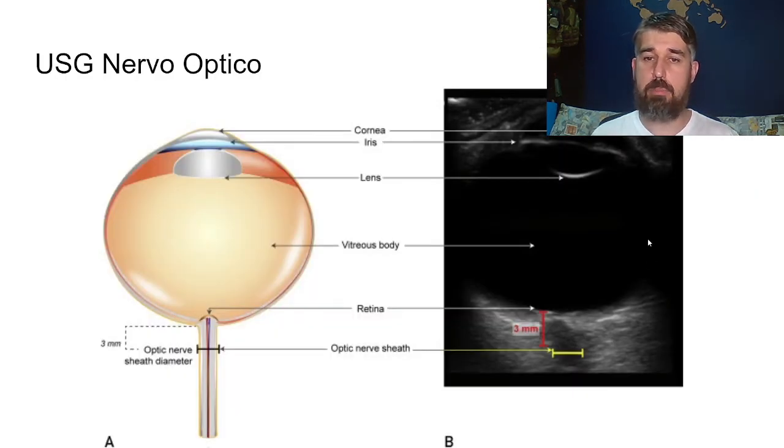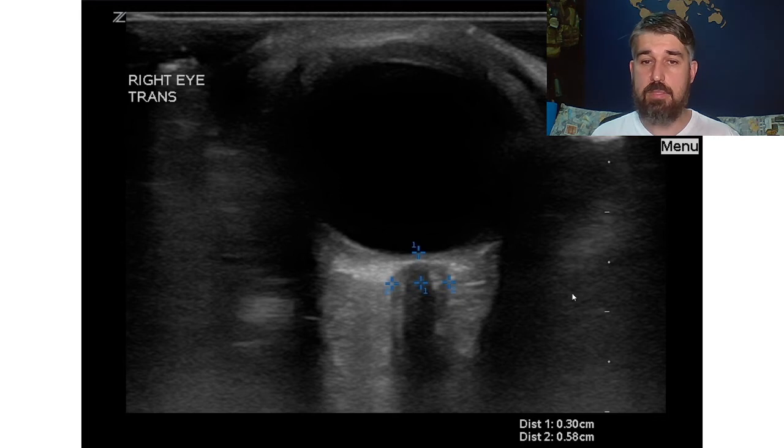So the image we might see is this: the cornea, the iris. We are going to see here the retina and the optic nerve sheath. That's what we are trying to measure. We are going to measure from the retina 3 millimeters, and then at this height we measure the optic nerve sheath. So here we have the retina 3 millimeters, that's distance number 1, and on this axis we are going to measure the size of the sheath.